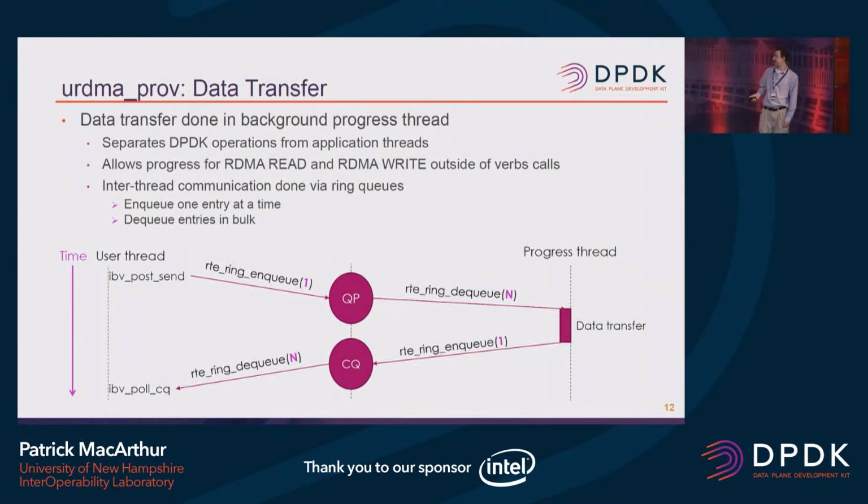So the data transfer phase, as I mentioned, is done by a background progress thread. This thread separates DPDK operations from application threads. It allows all of the caching APIs and everything to work, and it allows the progress for RDMA read and RDMA write operations to occur outside of application verbs calls. I do the inter-thread communication via ring queues, and I try to do that in an efficient manner by dequeuing entries in bulk.